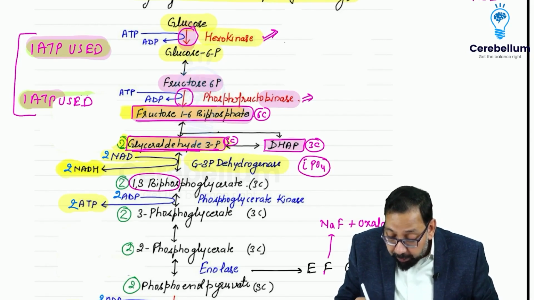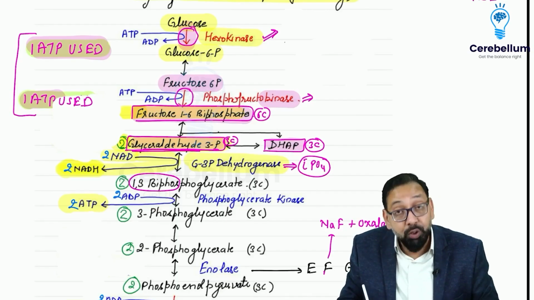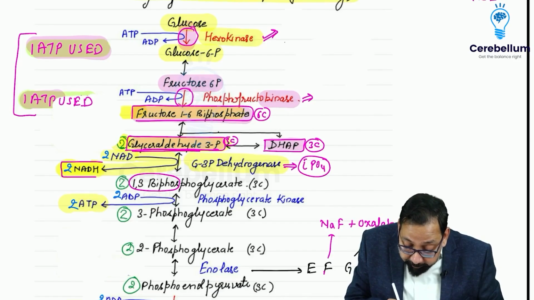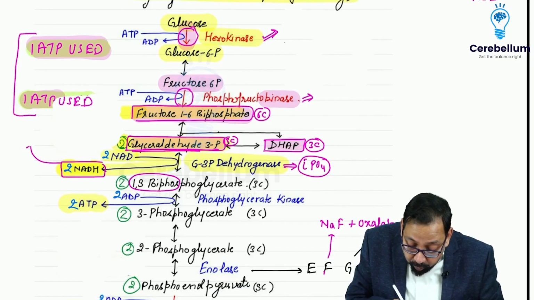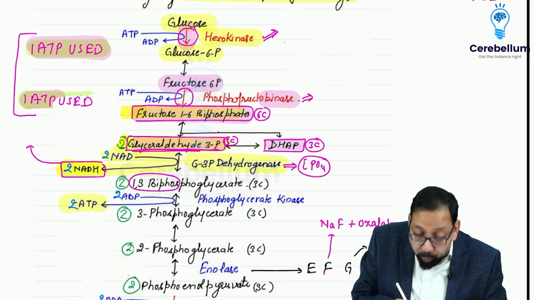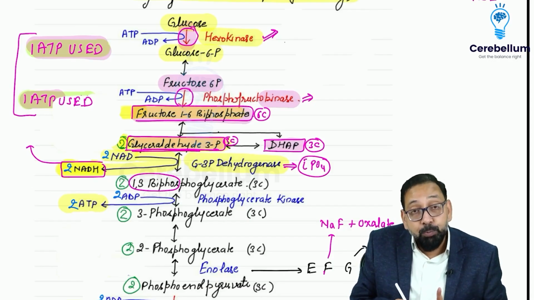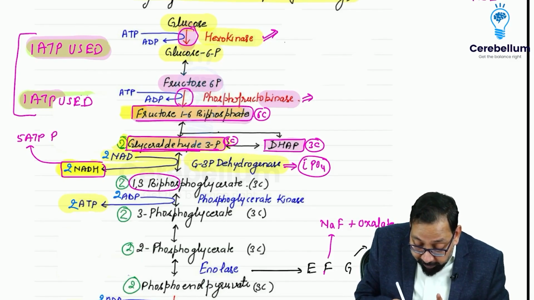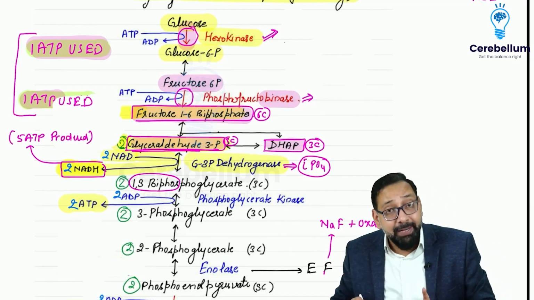This question is asked, that in this step, inorganic phosphate is used. And this NADH enters the electron transport chain to produce 2.5 ATP. Two molecules of NADH will produce 5 ATP. So 5 ATP are produced by this NADH.